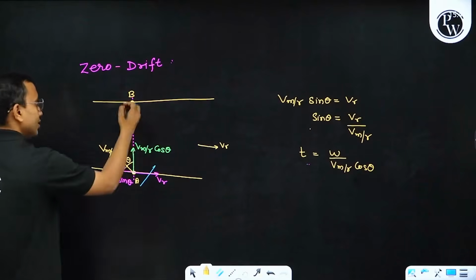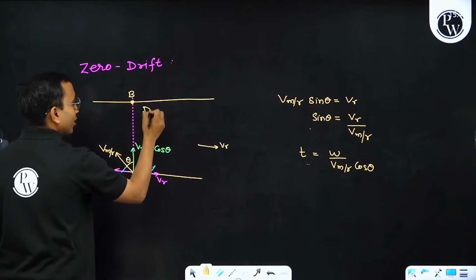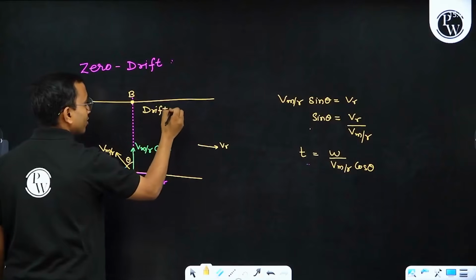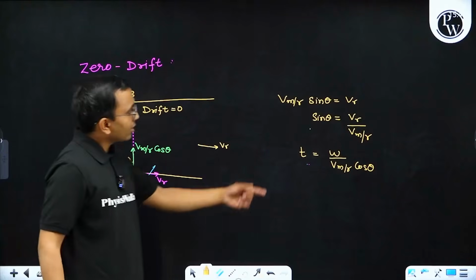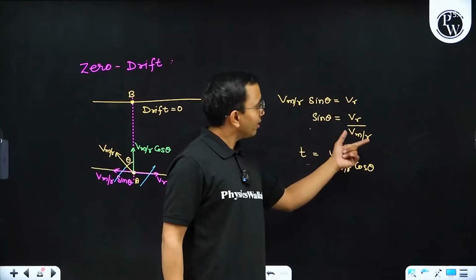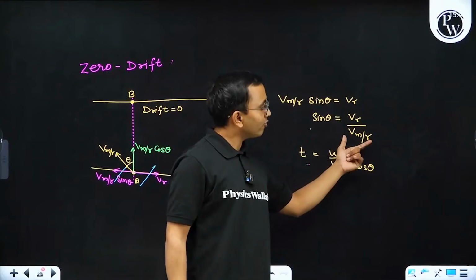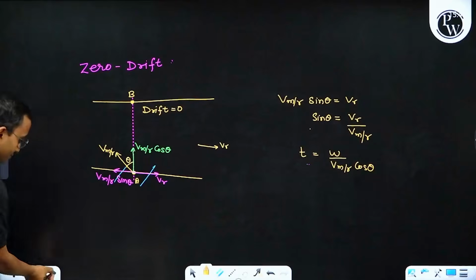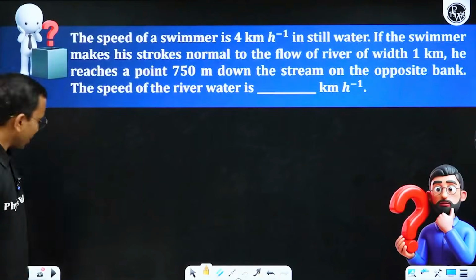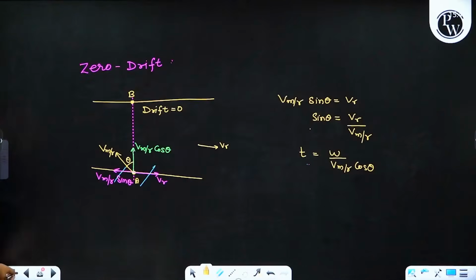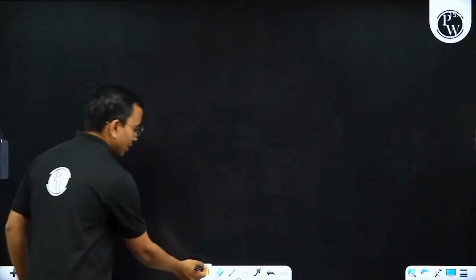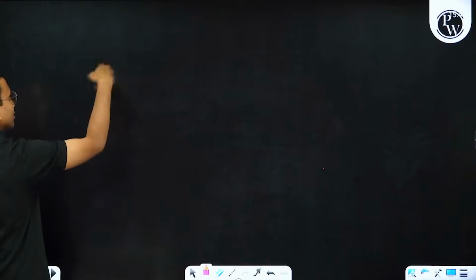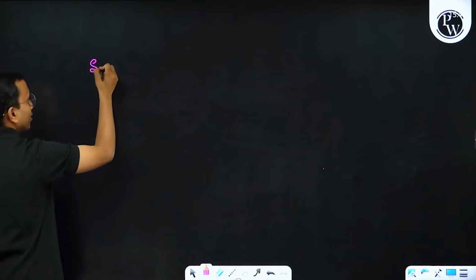Now here he is reaching here, so my drift becomes 0. And for this, sine theta is less than 1. It is only possible when the velocity of man with respect to river is greater than the velocity of river. One more thing. Let us take that the person needs to move in a particular direction, swimming in some particular direction.